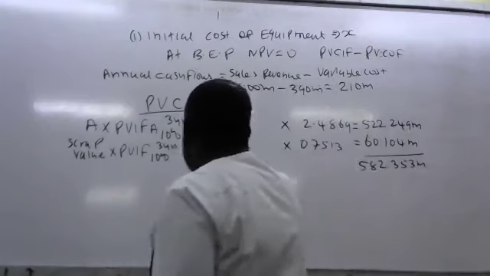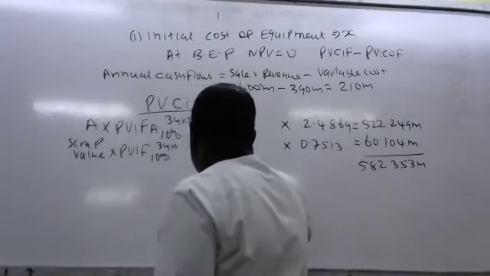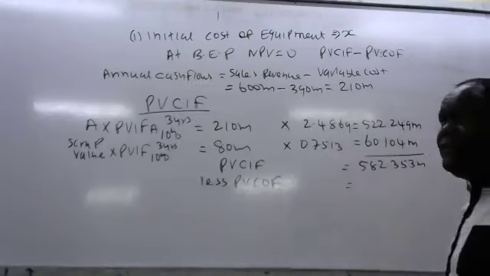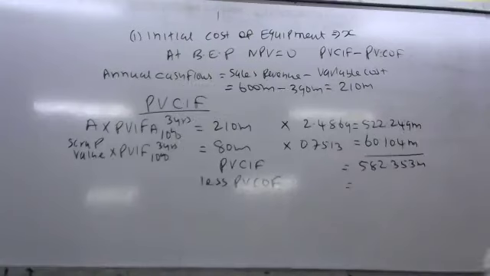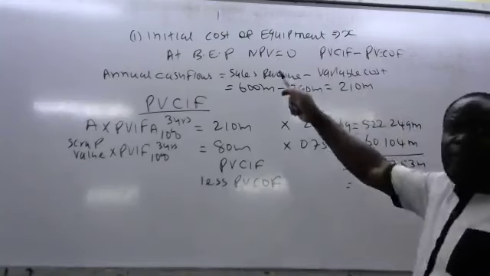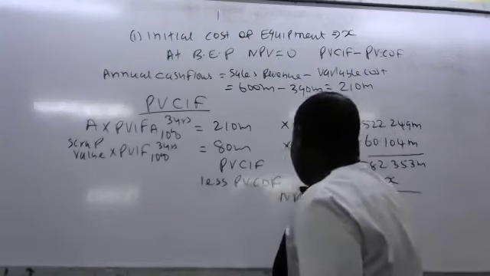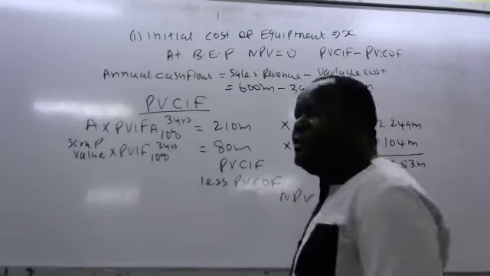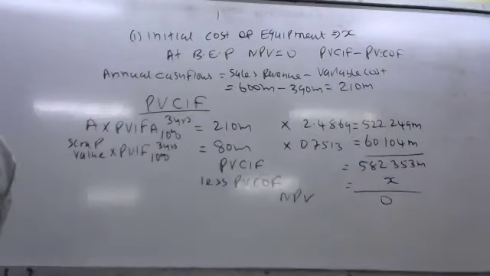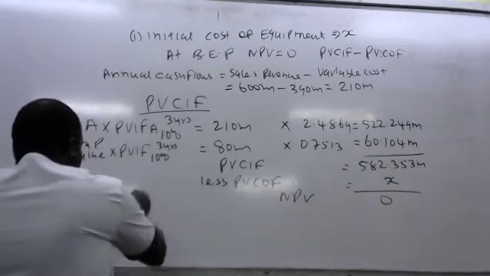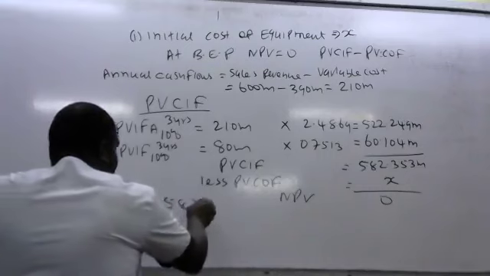So we less the present value of the cash outflow, which is the same as the initial cost. But we have said we make it X, because that is the one we are analyzing. So NPV is equal to 0, which means that X is the same as 582.